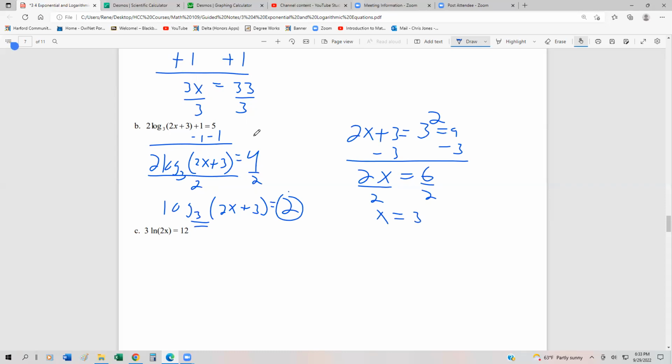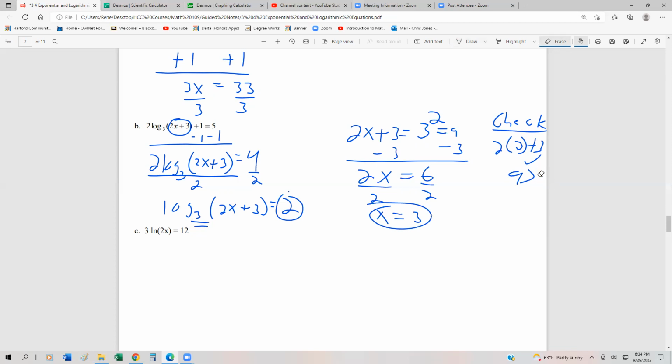We're going to check our answer by substituting back in right here inside. We just need to make sure that that expression is greater than 0. So when we check, we're just going to have 2 times 3 plus 3, and that's going to give us 9, which is clearly greater than 0. All right, so that means that x equals 3 is part of our solution set.